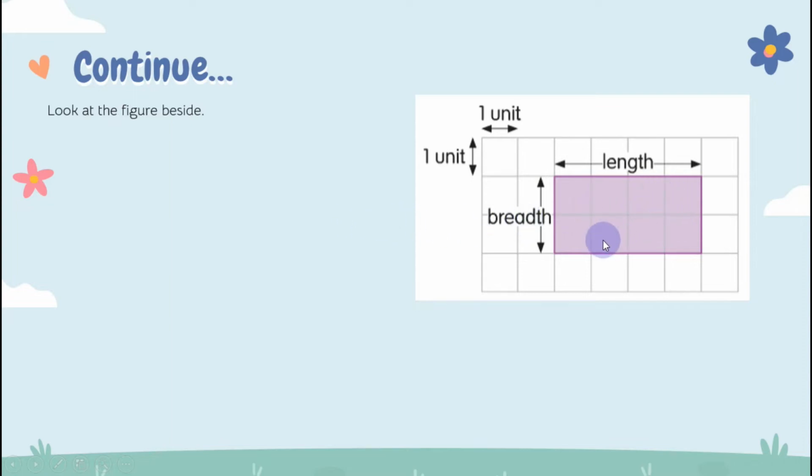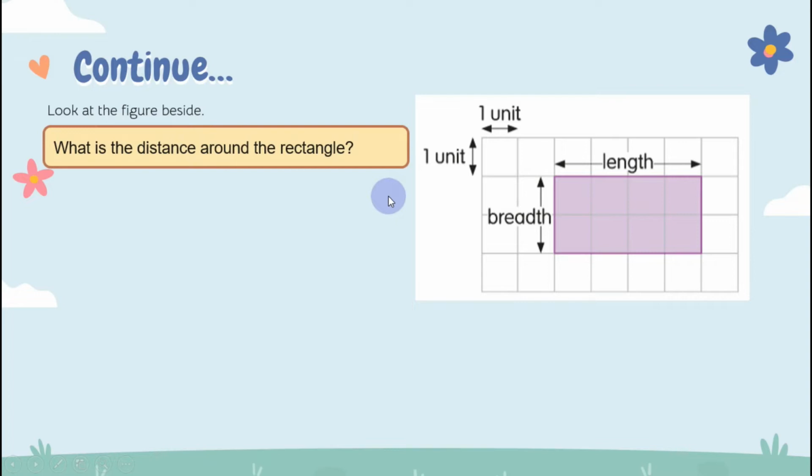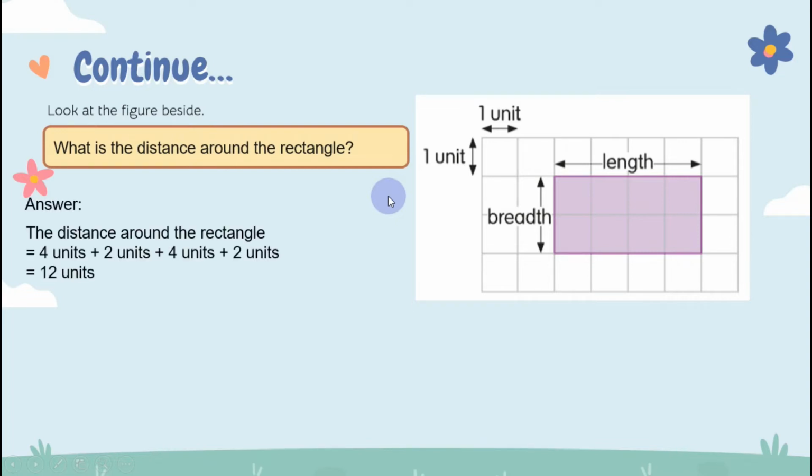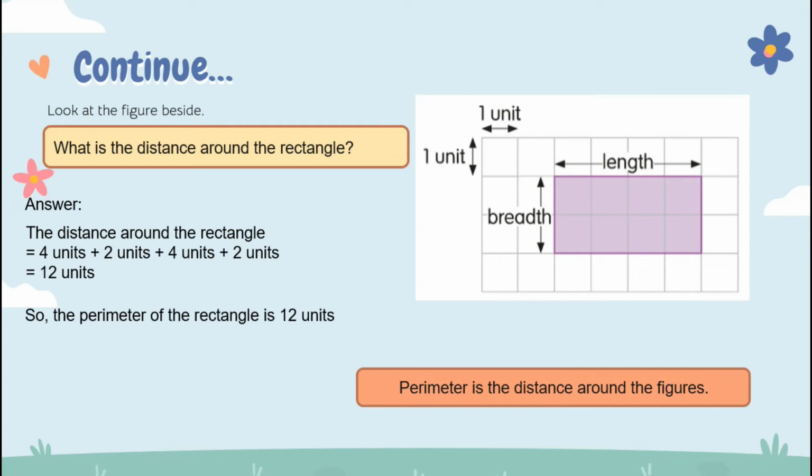So, if we want to find the perimeter for the rectangle, 4 units plus 2 units plus 4 units plus 2 units equals 12 units. So the perimeter of the rectangle is 12 units. Perimeter is the distance around the figures.